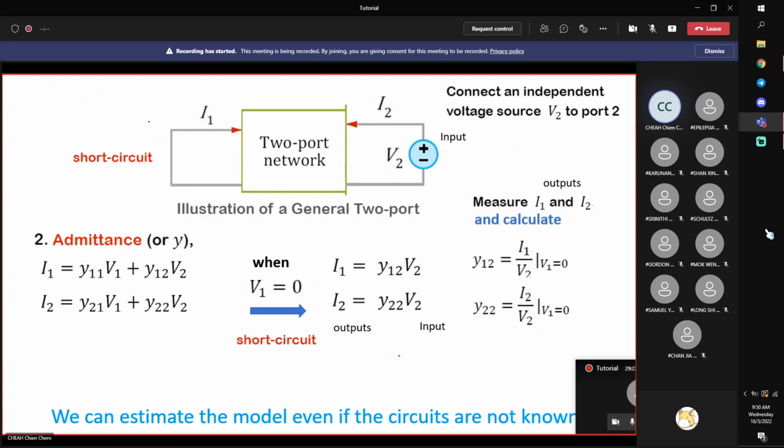Similarly, if you want to determine the other two parameters, then in this case short V1, so that you have the other two parameters, Y12, Y22. Then put in a known voltage, say 1 volt, measure I1, I2, and then calculate Y12, Y22, based on I divided by V. Here you can also see that I over V is admittance, V over I is impedance. Any questions?